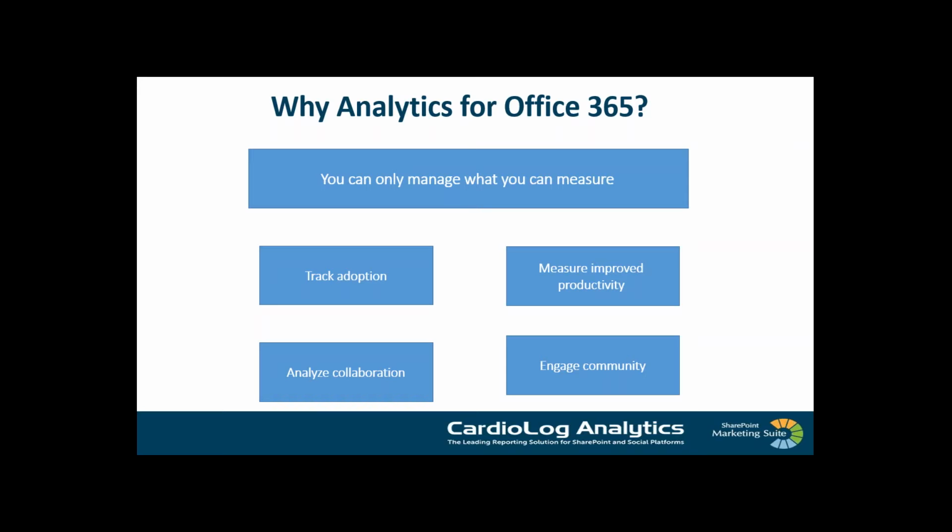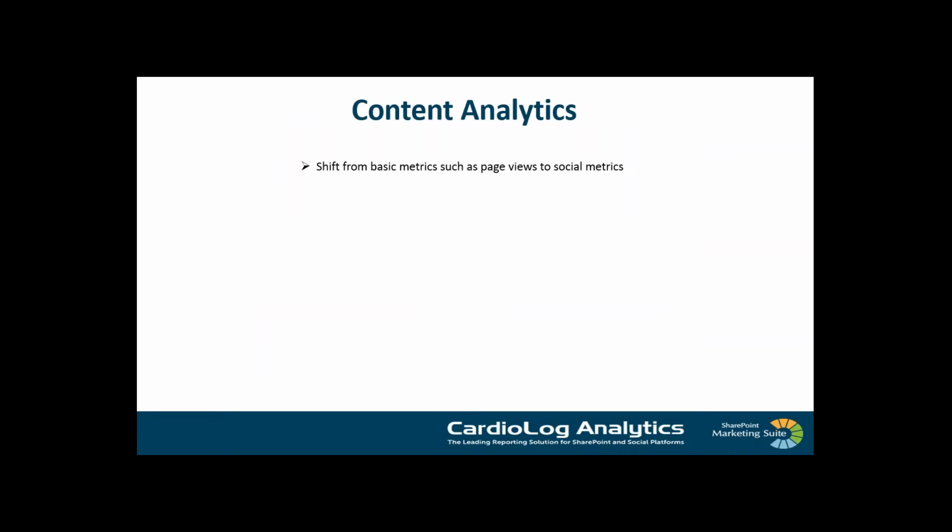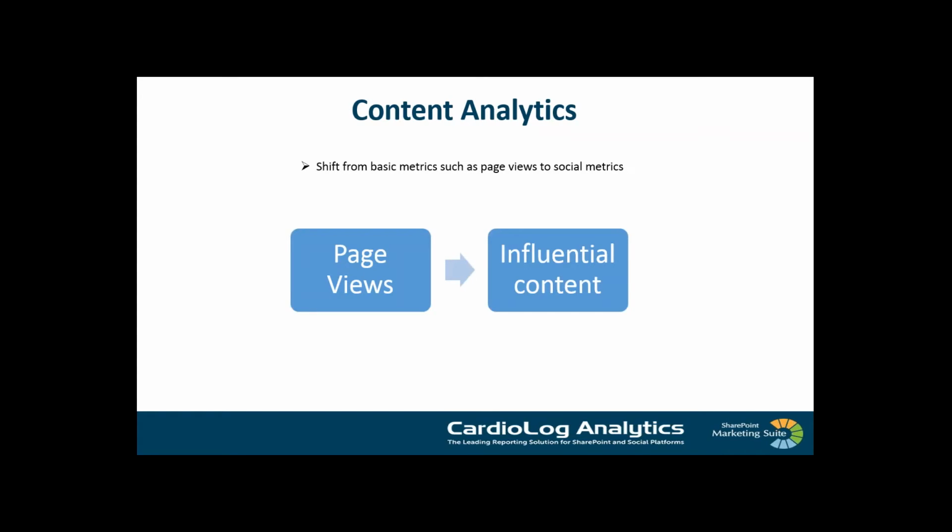So I want to break this down quickly into 3 different areas. And the first is content analytics. So there's been a big shift here when talking about adoption from just page views to more social metrics. So besides what's being viewed very often, we're going to see what content is most influential and then make that content easier for users to find. And this can be done, like I said, through links on the homepage. And we define influential content by things such as comments, most likes, highest ratings, followers, etc.